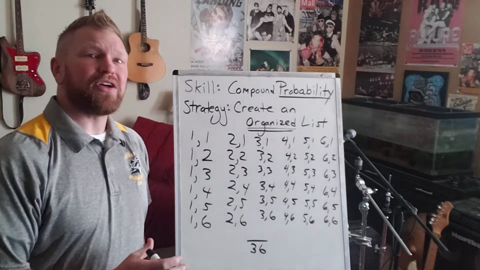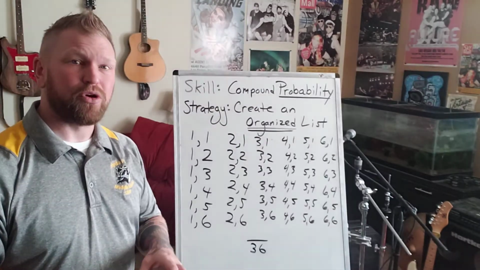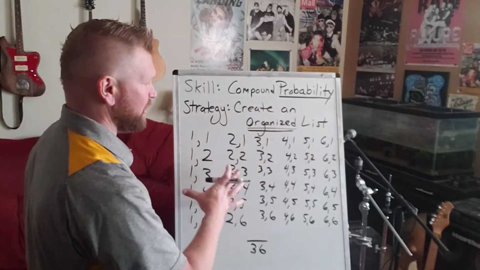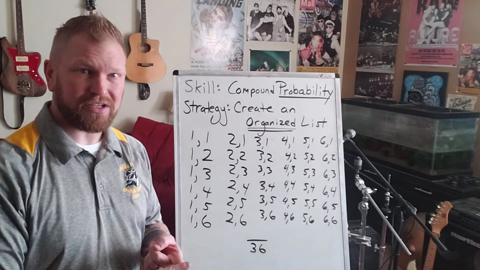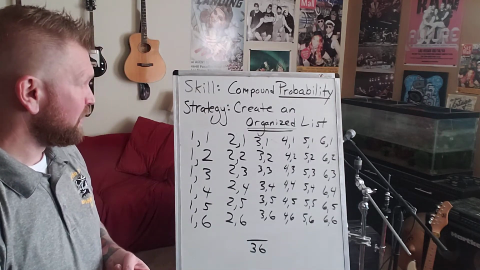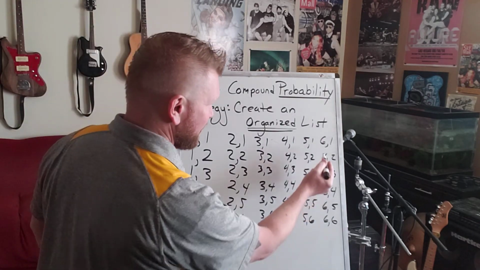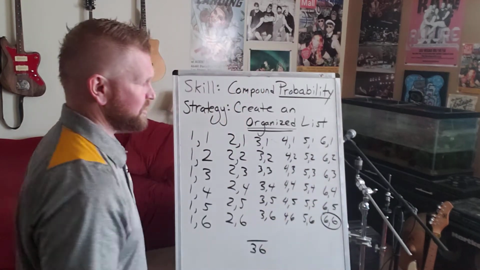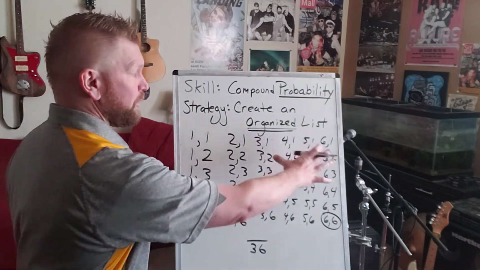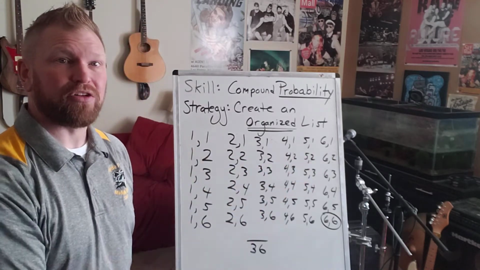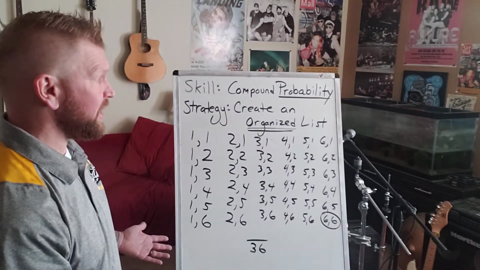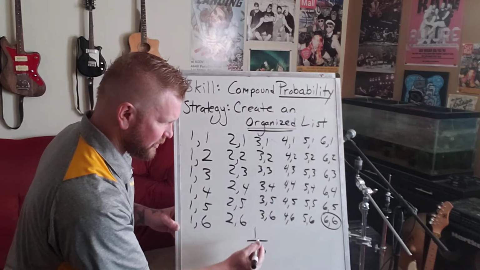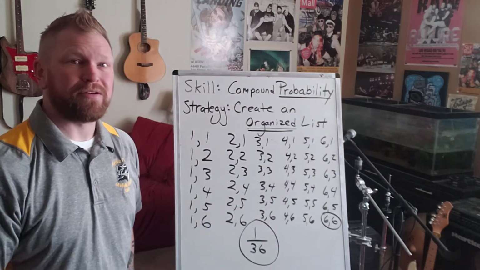So again, we were asked to find out what is the probability that this boy rolls a 6 and then a 6 again. So out of all of these different outcomes, let's see how many are a 6 and then a 6 again. So the only one that's a 6 and then a 6 again is this one right there. That's a 6 and then a 6. No other possibility is a 6 followed by a 6. So that's only one chance out of all of these chances. So we've got 1 out of 36, and there's our compound probability.